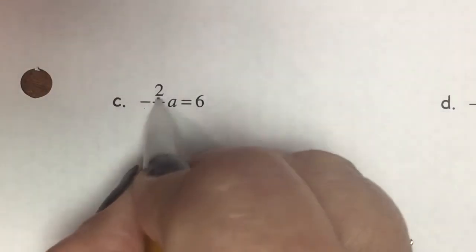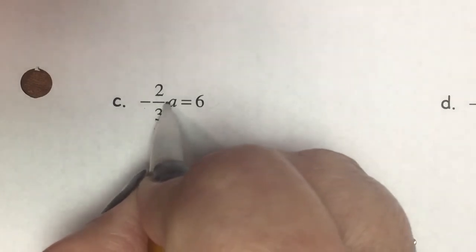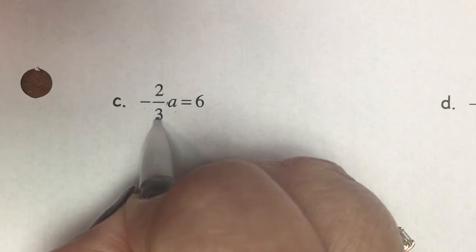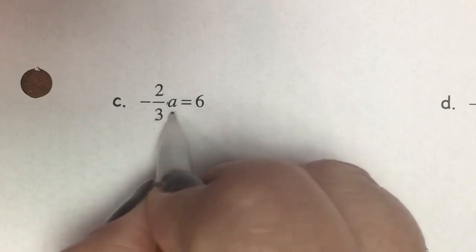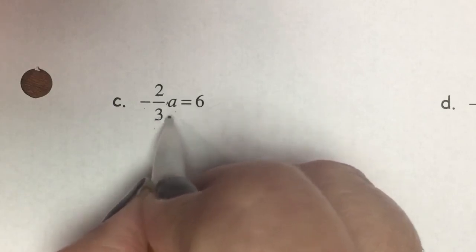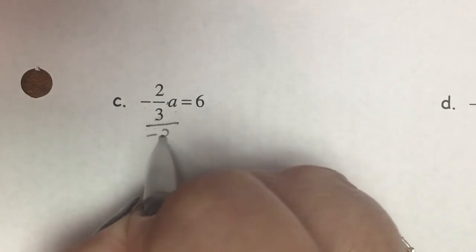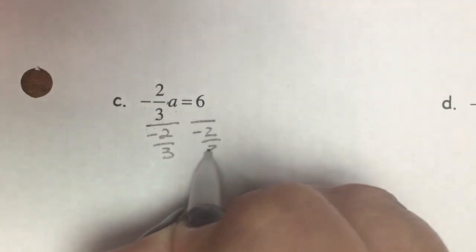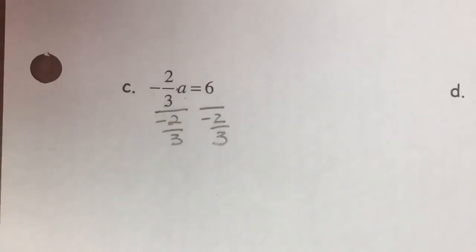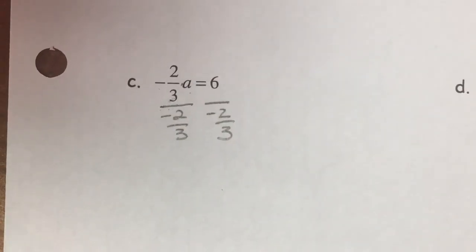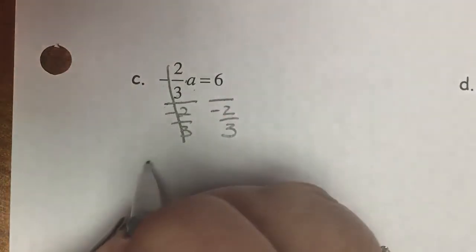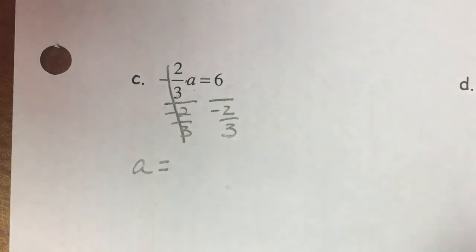So we have -2/3 times a. What's happening? The a is being multiplied by -2/3. How do we undo multiplying by -2/3? We have to divide both sides of my equal sign by -2/3. That looks terrible, doesn't it? But it's not as bad as it looks. So these will cancel, and I'm left with a equals.